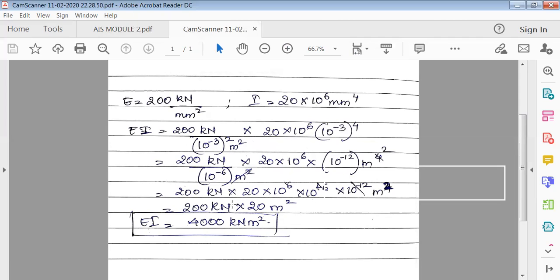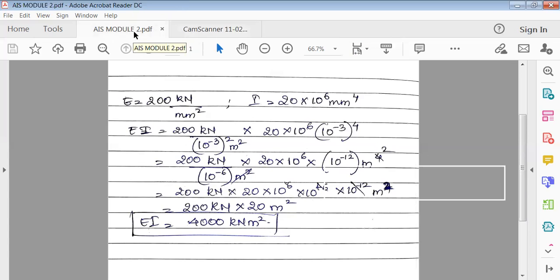So 200 kilonewton into 20. Everything cancels out here. So it is 200 kilonewton into 20: 2 twos are 4, and 3 zeros, so 4000 kilonewton meter square. Now this is the value of EI, which is 4000 kilonewton meter square. We will be using this for further calculations.